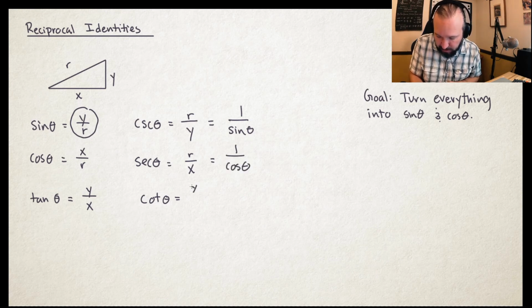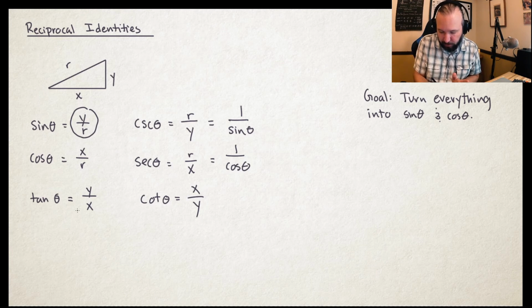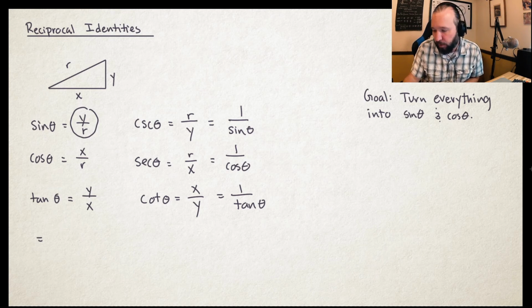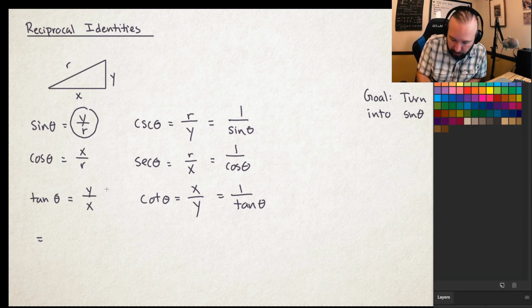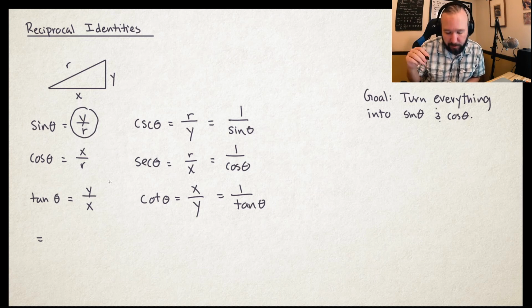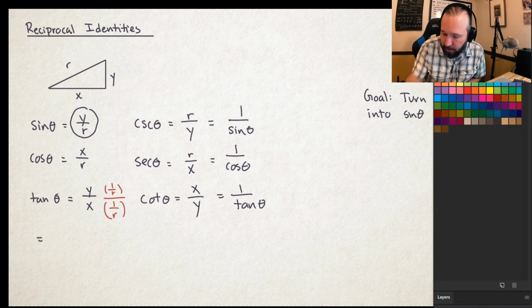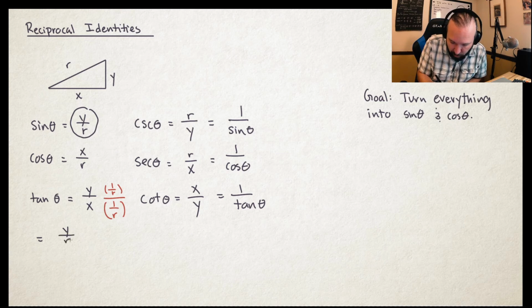And then cotangent is x over y. So I think that's actually pretty clear to see that cotangent is the reciprocal of tangent. So this is 1 over tan theta. And now let's just go through this process of simplifying tangent. So tangent here is y over x, and I'm going to do the same trick. I'm going to put a 1 over r in the numerator and denominator. So I'm going to multiply by 1 over r right there, and I'm going to multiply by 1 over r right there. And that's going to give me y over r over x over r.